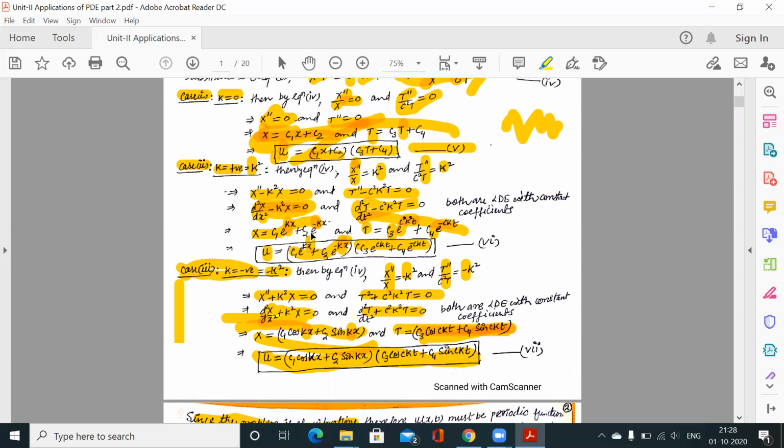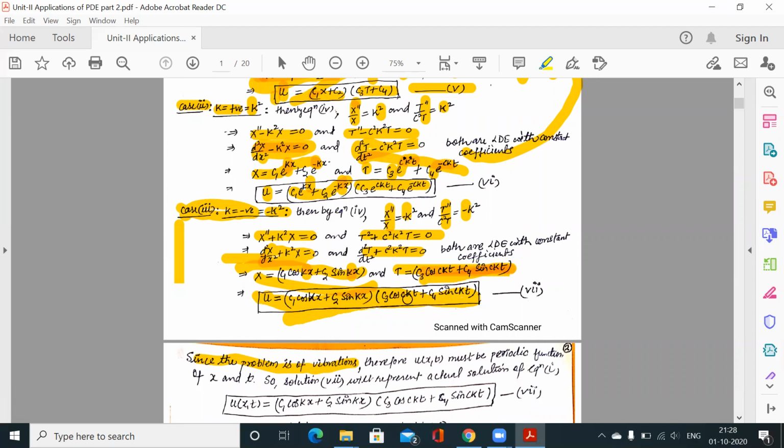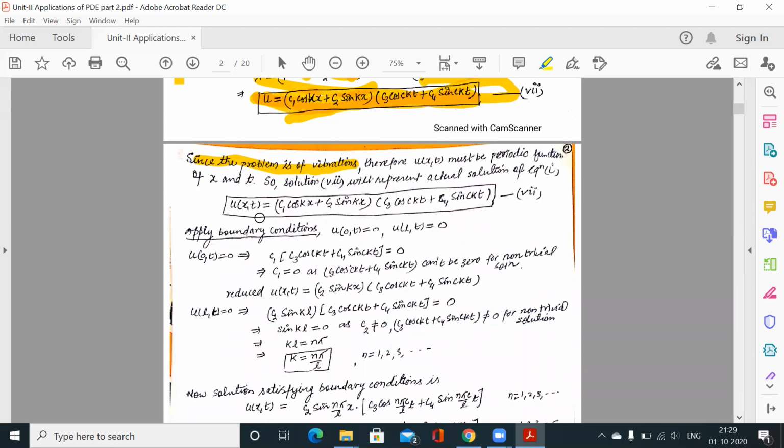Similarly, here also we have an exponential function, which is also not fitting our problem, because again we know that after some time the vibration would be slow. Now this solution contains periodic functions, because cos is there, sine is there, and we know sine and cos are periodic functions. So only the third solution suits the physical nature of our problem. So out of these three solutions, we will consider the third solution.